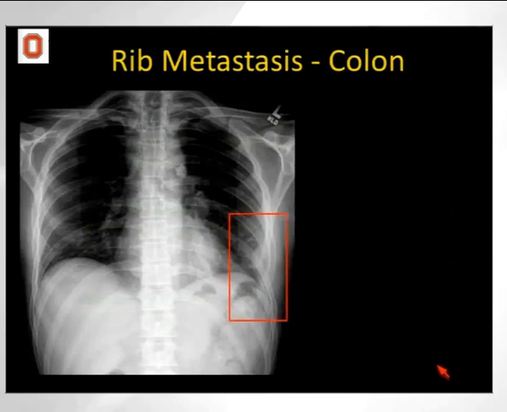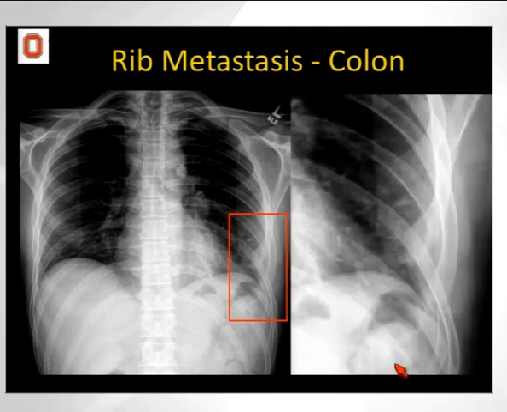So here's a very classic chest x-ray. You have this guy that comes in, left-sided chest pain, and all we see is absence of that portion of the rib. Now when you start looking a little bit closer, you see the pleural reactive changes, you see the mass associated with this, and this was metastasis from colon cancer.